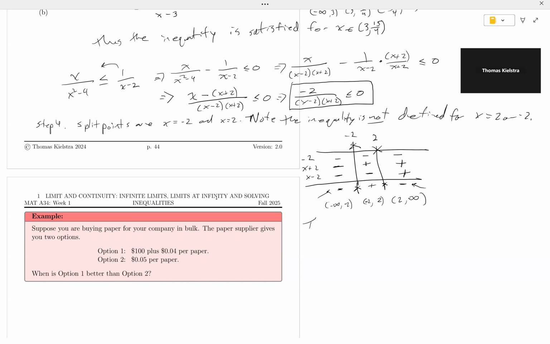So the inequality is satisfied for x in the interval minus infinity to minus 2, union with 2 to infinity. And we have our solution.